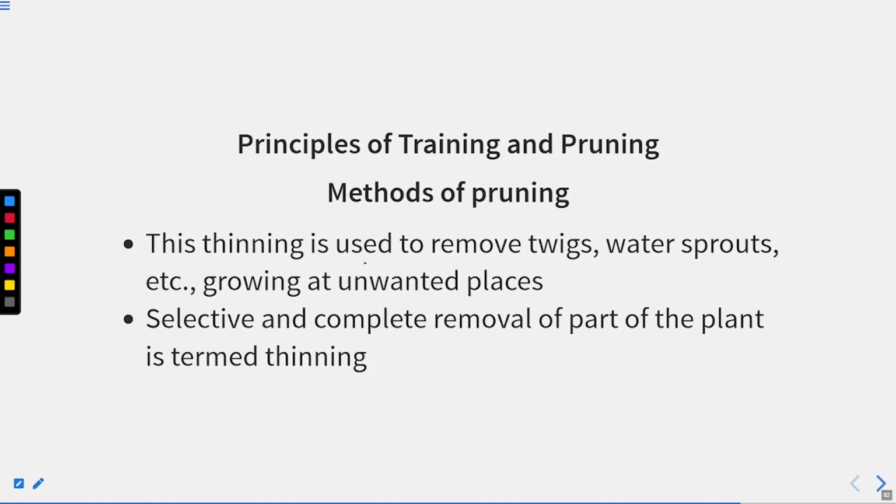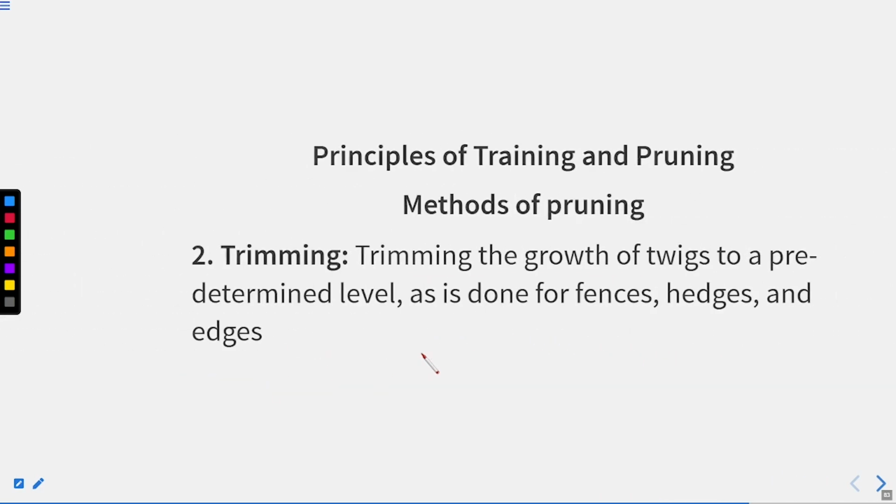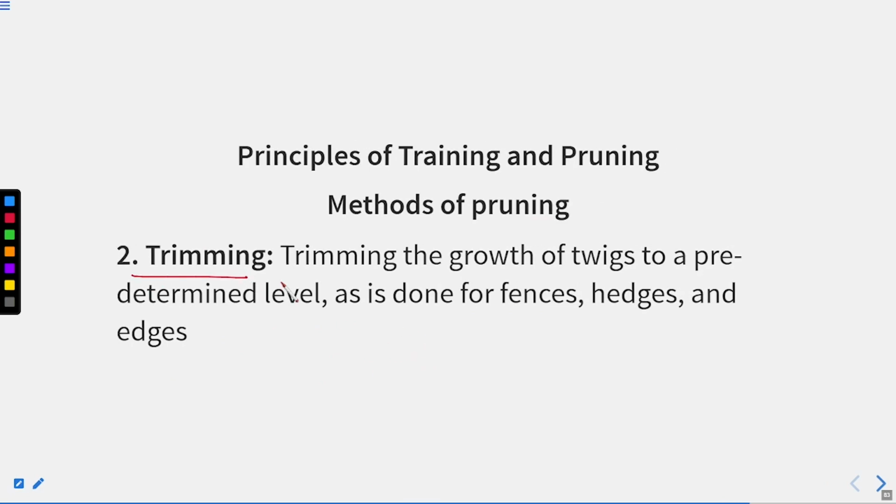This thinning is used to remove twigs, water sprouts, etc. growing at unwanted places. Selective and complete removal of parts of the plant is termed as thinning. Second is trimming. Trimming is cutting the growth of twigs to a predetermined level, as done for fences, hedges and edges. We are not totally removing the branches, but just removing some growth of the twigs, to give a proper shape.